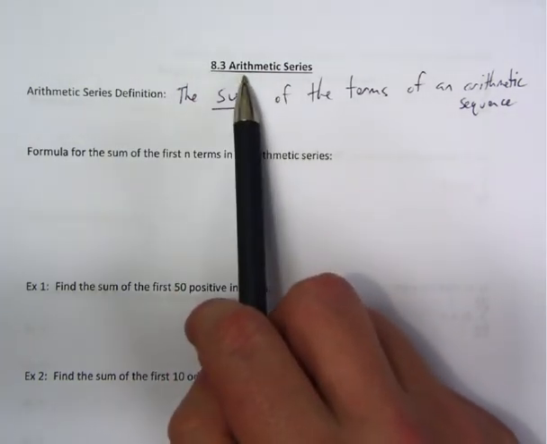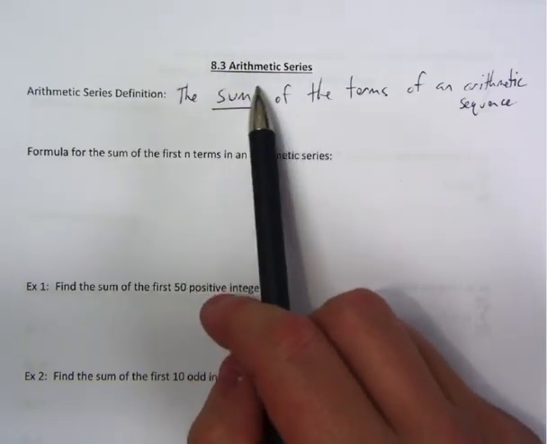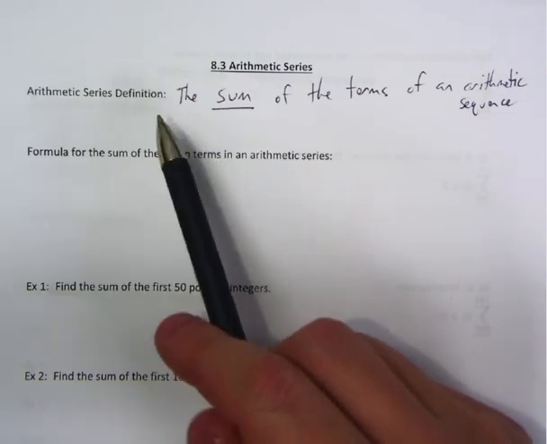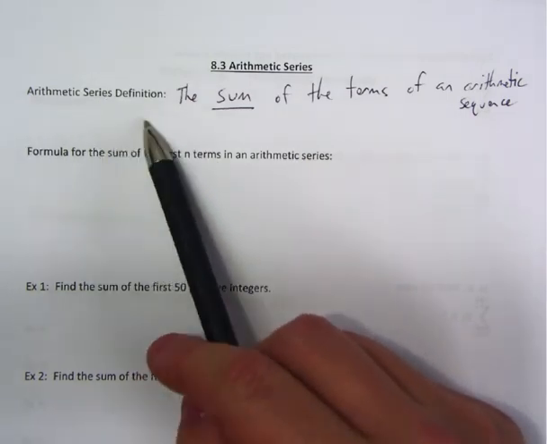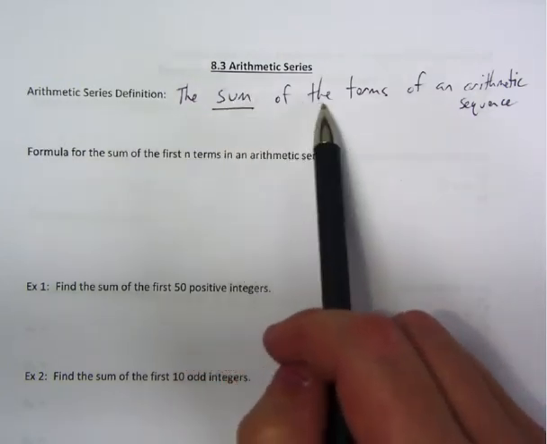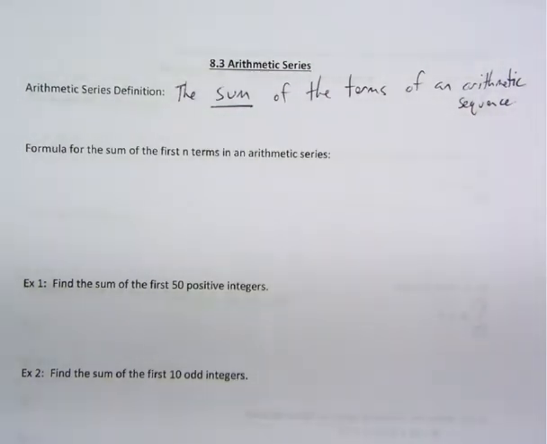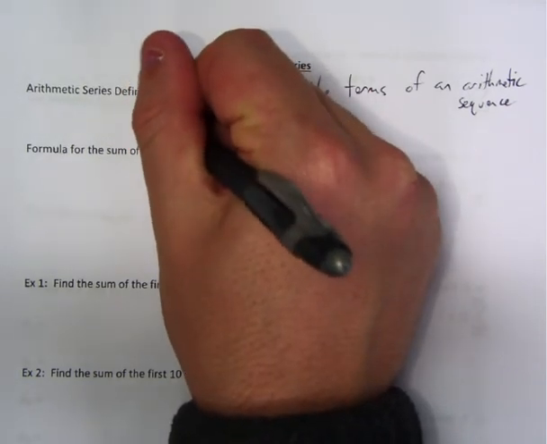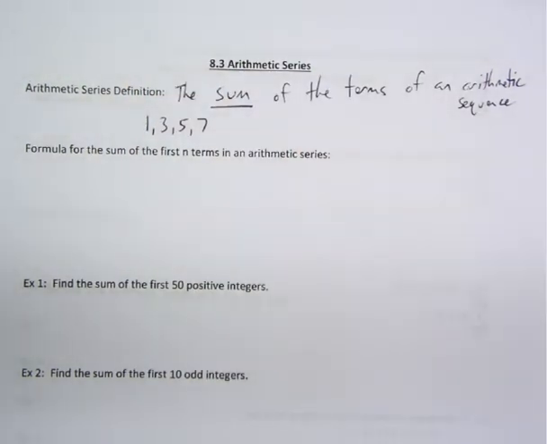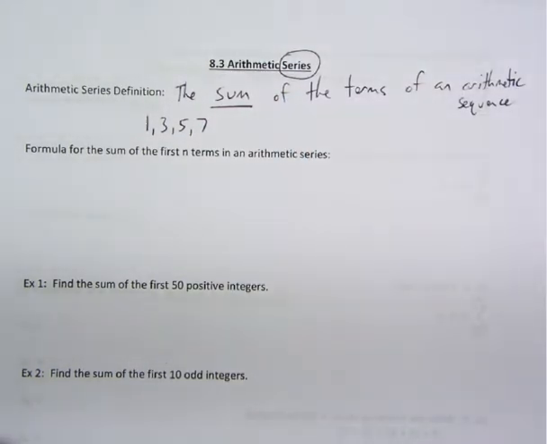So this lesson is all about what's called an arithmetic series. Last time was all about an arithmetic sequence. I want to show you the definition and then explain the difference here. An arithmetic series is the sum, meaning we're going to add numbers together, of the terms of an arithmetic sequence. Last class we had a sequence 1, 3, 5, 7. This is an arithmetic sequence, goes up by 2 every time. What a series does, a series replaces all the commas with plus signs.